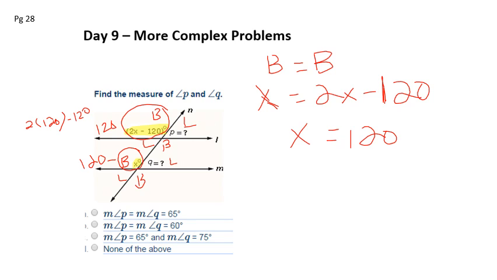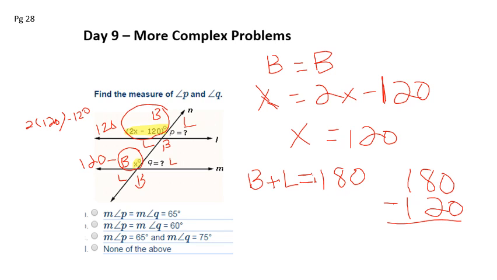We can tell that P and Q are L angles. So this isn't a horrible situation to be in. We know that B plus L has to equal 180. And we know that our B is 120. So most of us just go ahead and subtract those out. And that leaves us with 60 for each of the L angles. And the second choice, the measure of angle P equals the measure of angle Q, which equals 60.